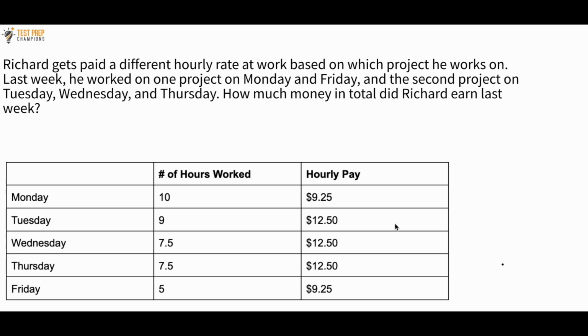So let me give you a chance now if you'd like to pause the video, try this out, and then whenever you're ready, we'll go over the answer. Okay, so the way that I'm going to approach this is I'm going to start by figuring out how much money he made on each day, and then I'm going to add those up. And if you have a different way of looking at this, that's perfectly fine too. This is just the way that I'm going to do it.